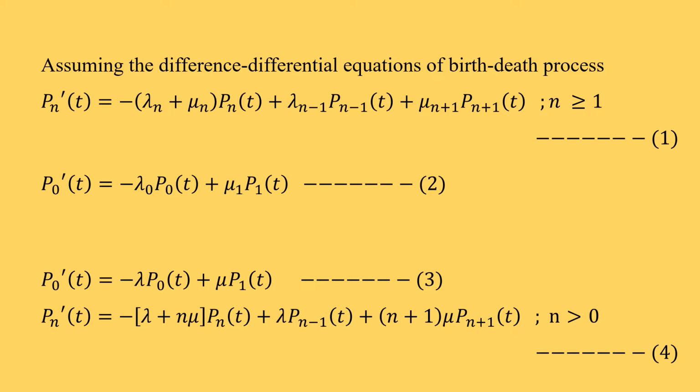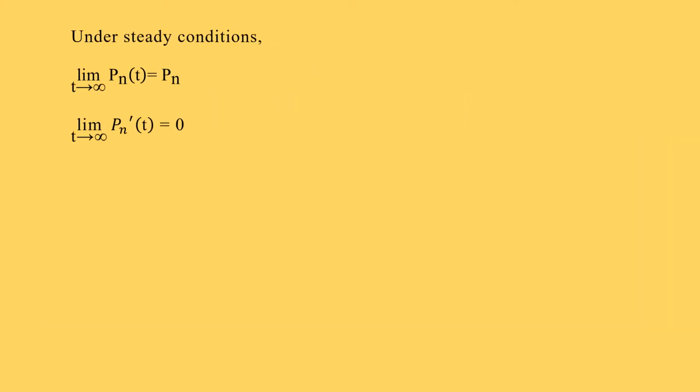We shall now have to use equations 3 and 4 under steady state conditions. So let us first see what are steady state conditions. Steady state conditions state that limit t tending to infinity, Pn(t) will tend to Pn, that is, it will no longer depend on the value of t, and since Pn(t) is a constant with respect to t, its derivative Pn dash t with respect to t is going to be 0, and hence the limit of a constant 0 is 0.